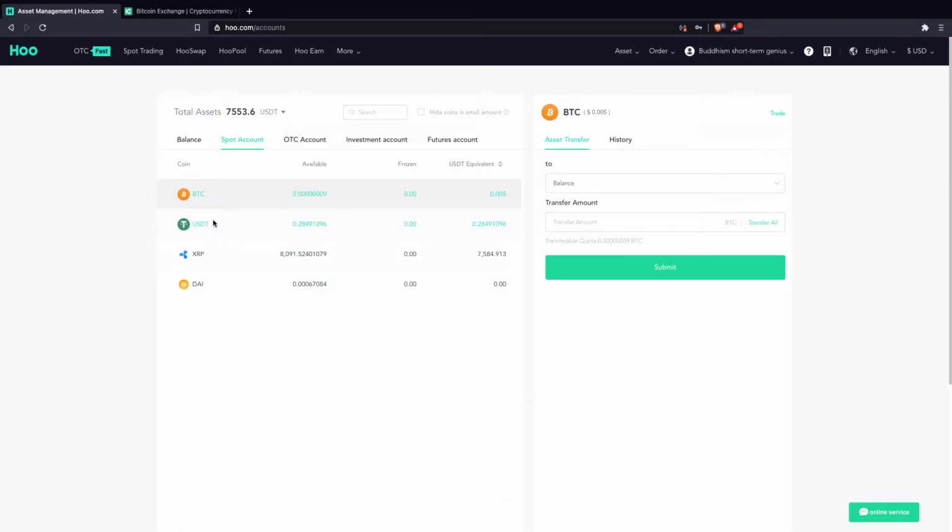So I don't have much in here. I just have a little bit of XRP here. In my case, it would have been a situation where maybe I sent XRP over from Coinbase, I sent it over here, and then I transferred that balance from my balance in XRP to my balance in the spot account. And now I have this XRP in my spot account ready for me to trade.